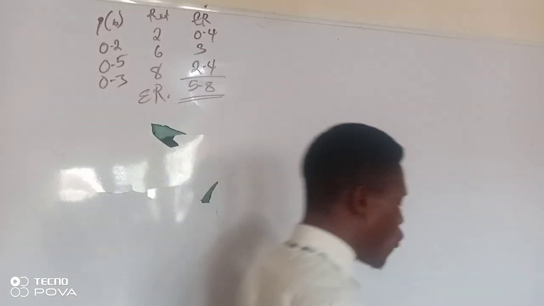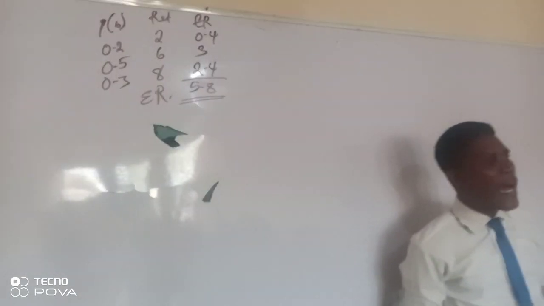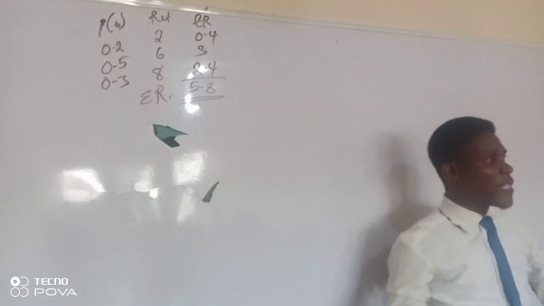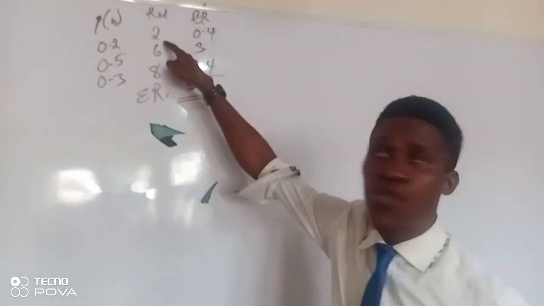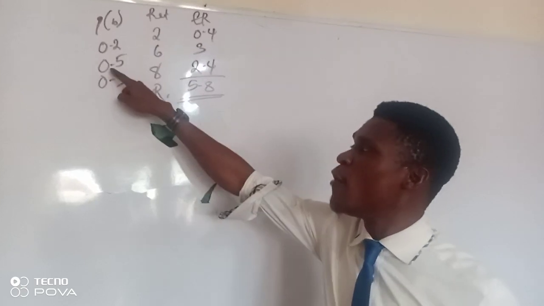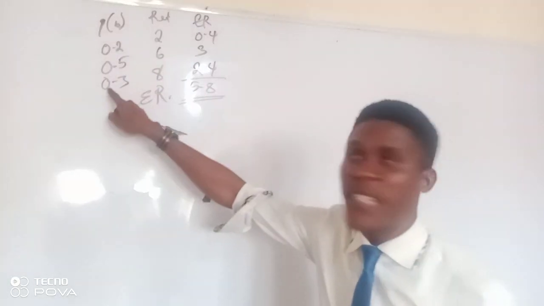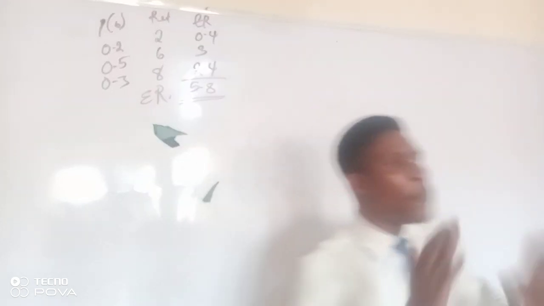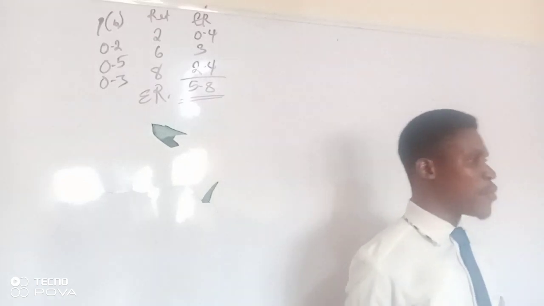If you invest in this project, the amount that you are actually expecting is 5.8, based on the probability and the likely return. That is, if your probability is 20%, your return is 2%. If your probability is 50%, your return is 6%. If your probability is 30%, your return is 8%. Then the expected return from this investment is 5.8%.